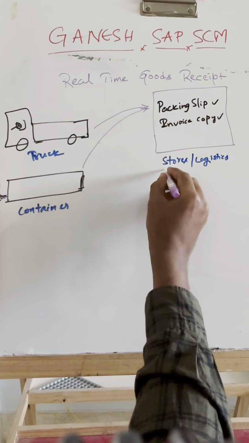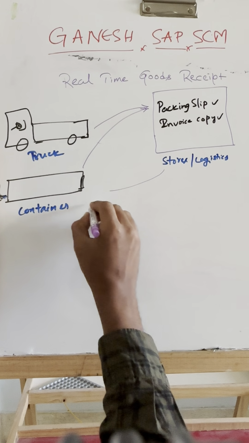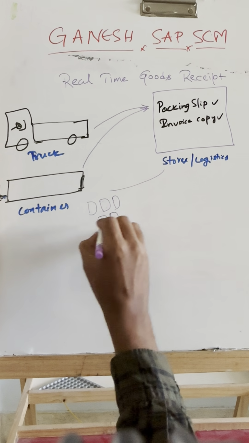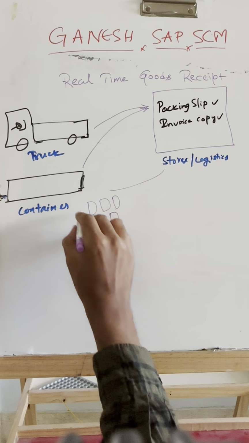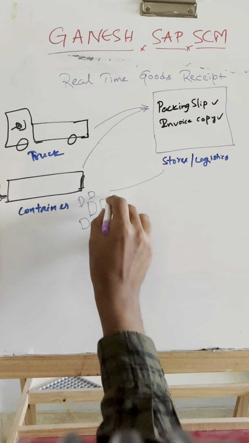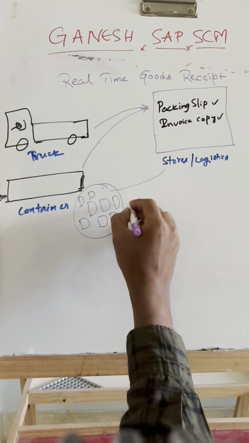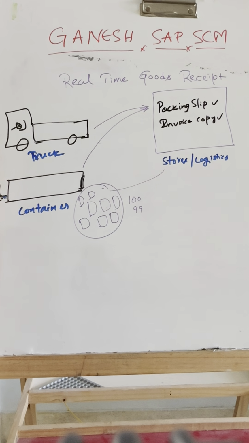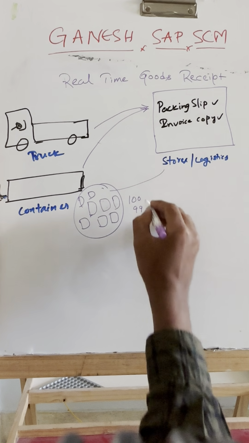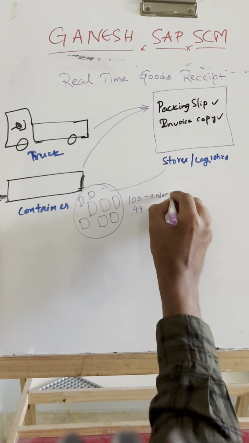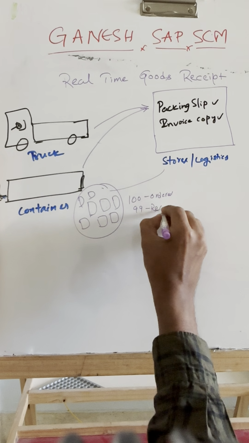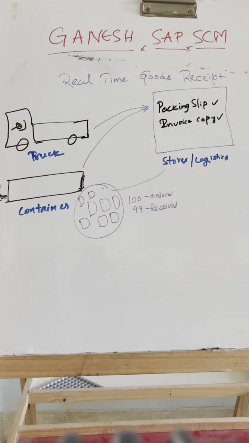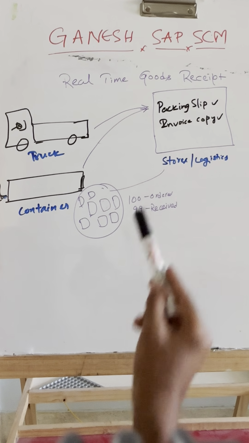A person will come and verify the goods, how many goods are received. At least they check the total quantity received. Okay, ordered 100 and received 99. They verify the ordered quantity and received quantity and inform there.